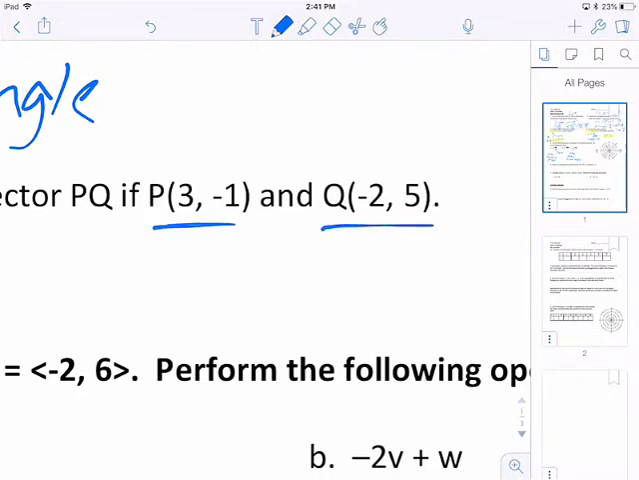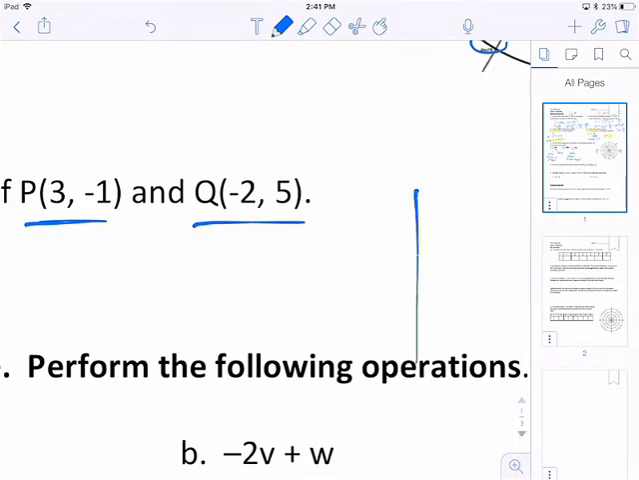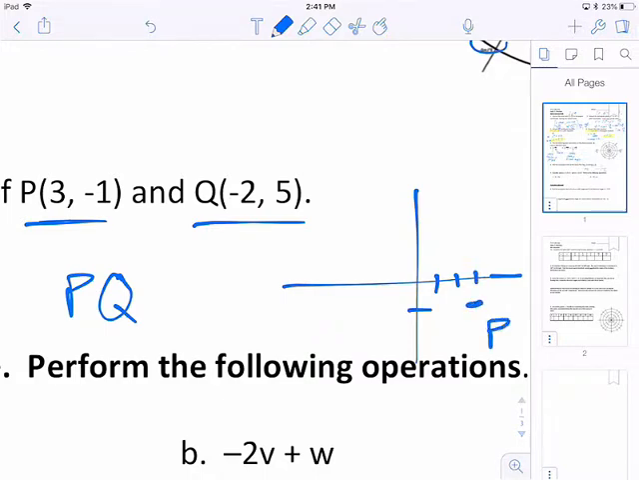These are points, they're not vectors, they don't have chevrons, there's no mention that they're vectors, and they have that little letter P and a little letter Q. If you plot those 2 points and it asks you to make a vector PQ, then you just plot point P, 1, 2, 3, negative 1, and you go to point Q, which is negative 2, and then up 5, 2, 3, 4, 5. You put Q, and you make a vector that goes between them.